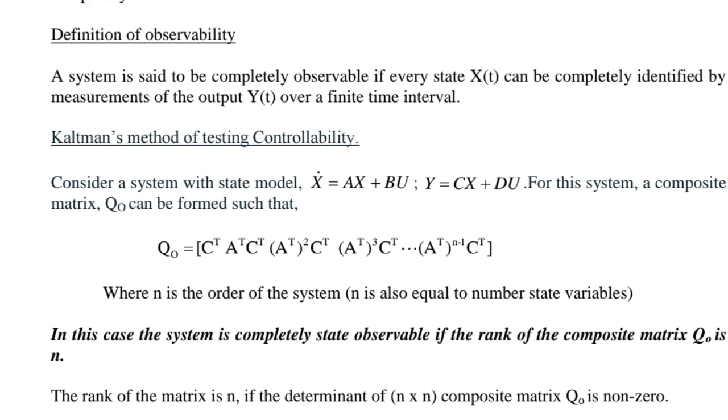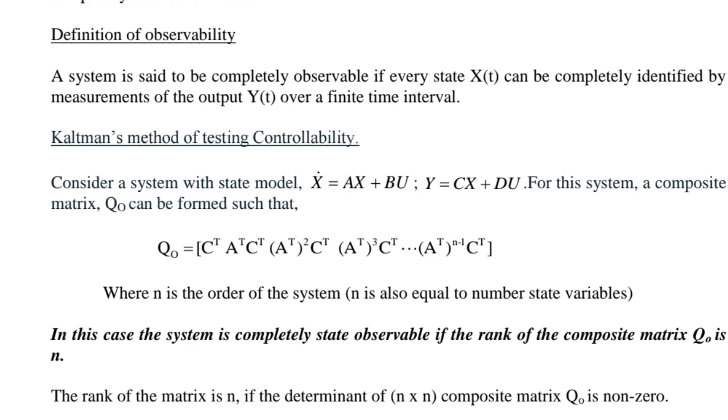Consider a system with state model x dot equal to Ax plus Bu and y equal to Cx plus Du. For this system, a composite matrix Q naught can be formed such that Q naught is equal to [C transpose, A transpose C transpose, A transpose squared C transpose, and so on], extended up to n terms, where n is the order of the system.